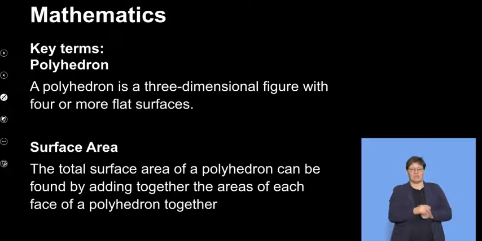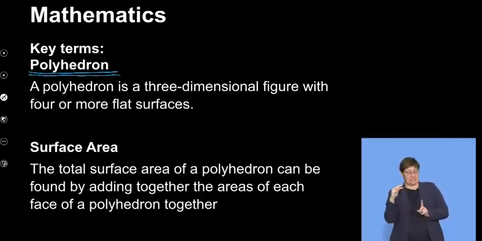So a polyhedron, let's try and say that 10 times really quickly. You'll get a bit tongue-tied. A polyhedron is a three-dimensional figure with 4 or more flat surfaces. So essentially, guys, this is talking about your 3D shapes. So your pyramids, your cubes.